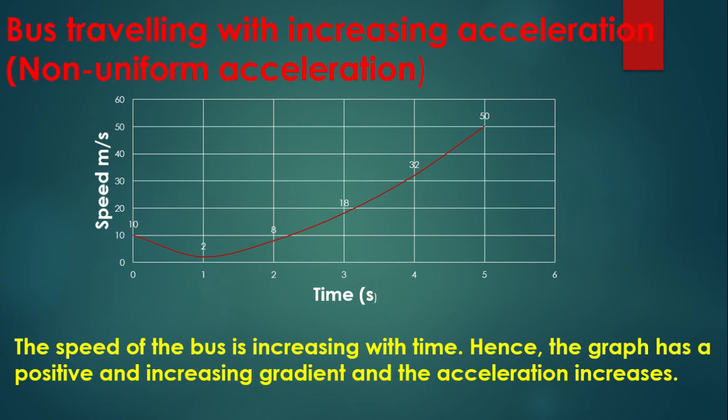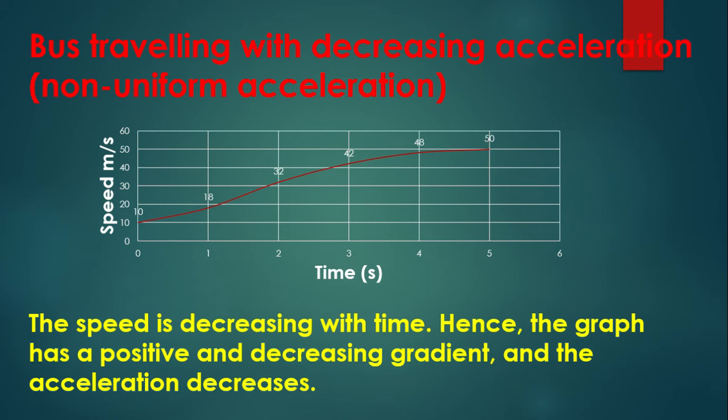Bus traveling with increasing acceleration, non-uniform acceleration. The time taken is 1 to 5 seconds. The speed of the object changes 2, 8, 18, 32 and 50 meters per second. The speed of the bus is increasing with time. Hence, the graph has a positive and increasing gradient and the acceleration increases.